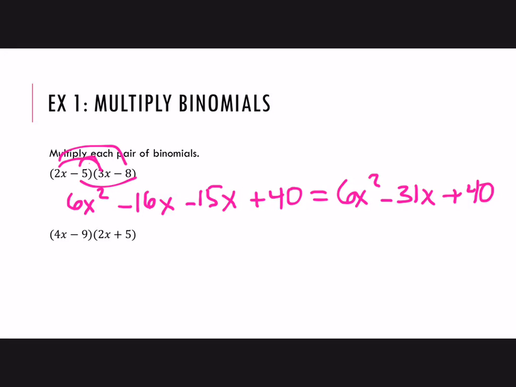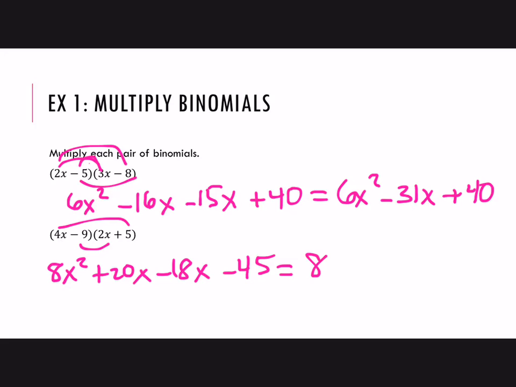Alright, the second one, 4x times 2x is 8x squared. Then 4x times 5 is 20x. Negative 9 times 2x is negative 18x. And in the last place, negative 9 times 5, negative 45. Combining like terms, we've got 8x squared plus 2x minus 45.